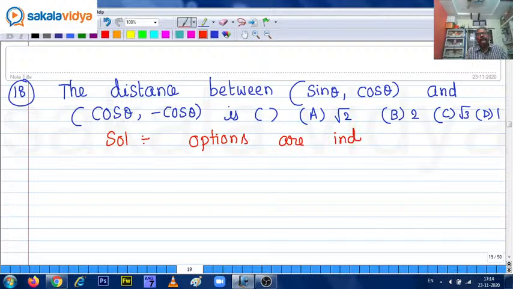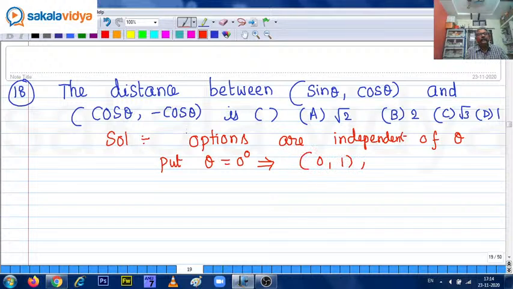Independent of theta means they do not depend upon the value of theta. You can select theta for any value. So put theta equal to 0 degrees. The points become sin 0 is 0, cos 0 is 1, so 0 comma 1, and the other point becomes cos 0 is 1, minus cos 0 is minus 1. Find the distance between these 2 points.